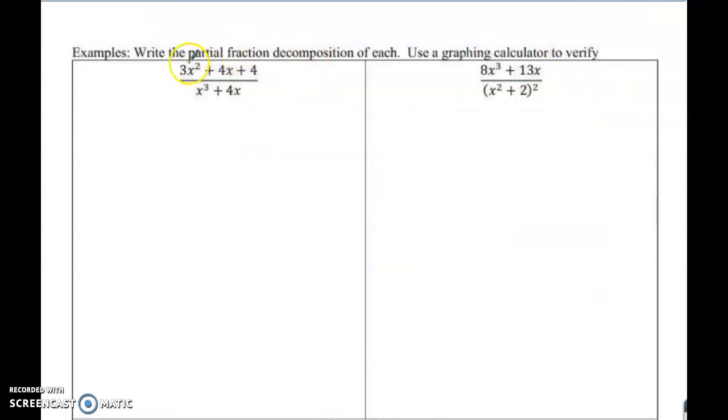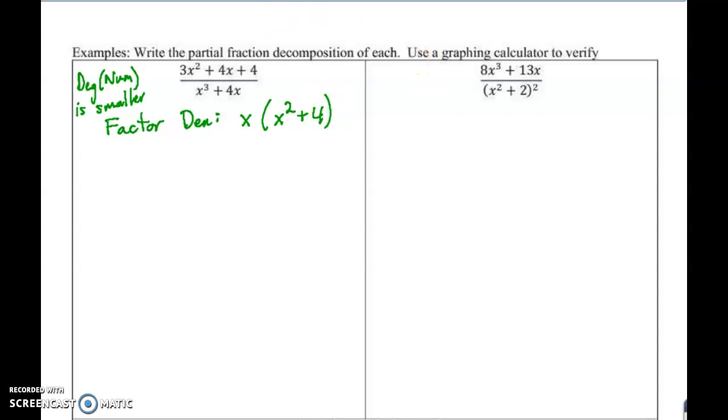Yeah, so as we look at this, you see how the degree in the numerator is smaller. So we can just sort of jump into the problem. It is already in proper form. So what you want to do is then factor the denominator. So as you factor that denominator, we have x and then x squared plus 4.